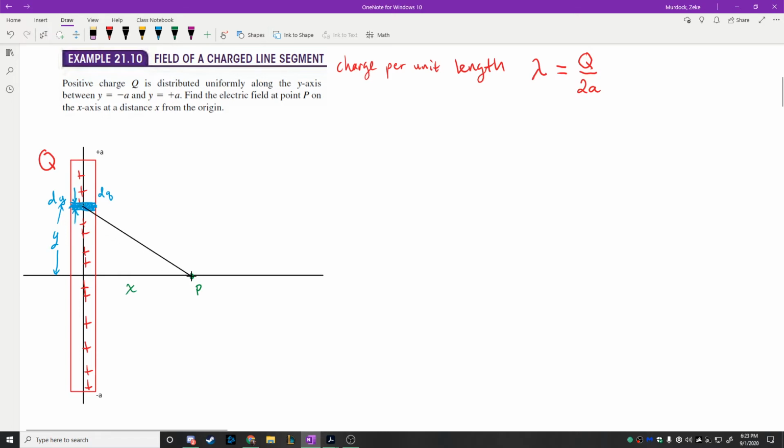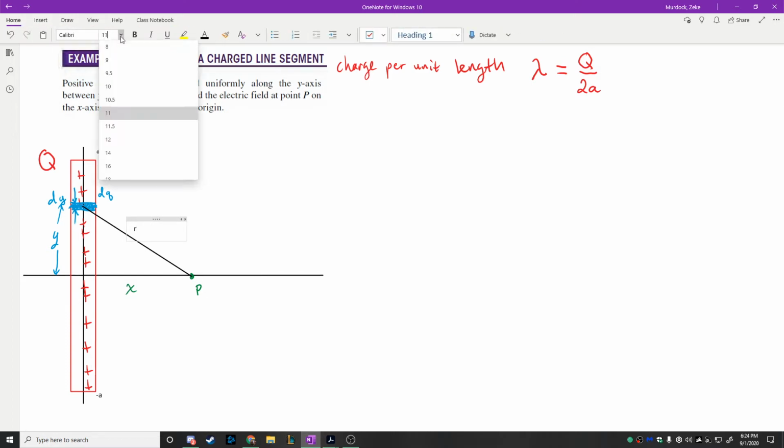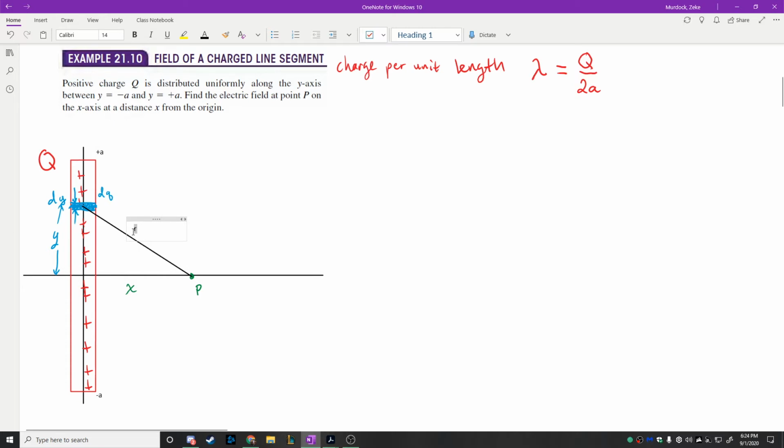We're going to draw a line from the center of that little piece down to the origin, and we're going to call that R. I feel like I need to make these bigger. Let's do 14 point. I got to select it first. Okay, so that's R. That little length along that line right there is R.